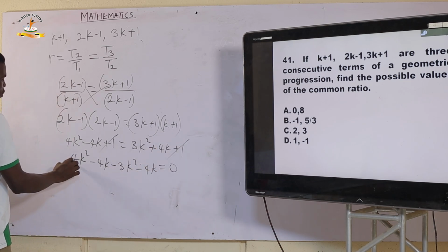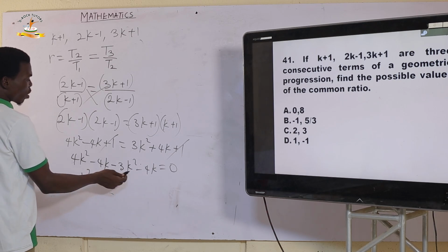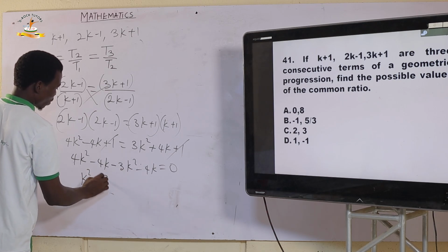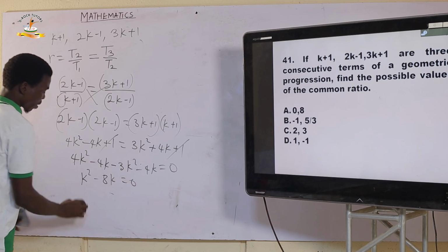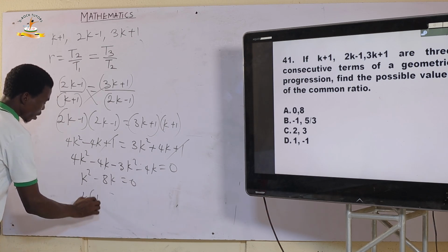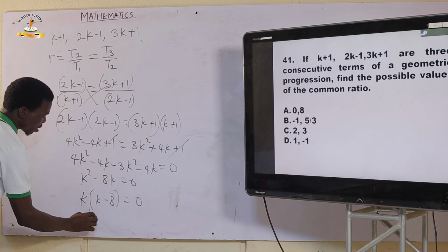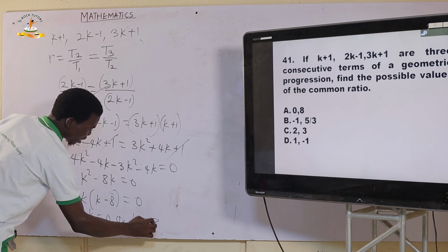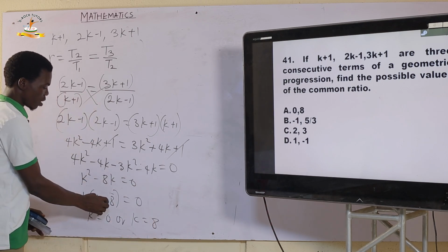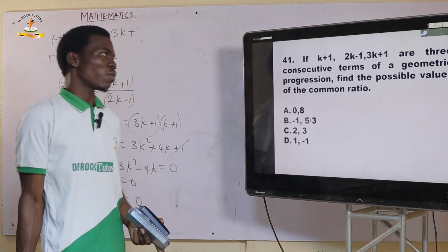So I collect terms. 4k squared minus 3k squared is going to be k squared. Minus 4k minus 4k is minus 8k. This is 0. Then you factorize. What is common? k is common. Then you say k times k minus 8 equals 0. So it's either k equals 0 or k equals 8, because you're going to bring minus 8 to this side to give you 8. Those are the values of k.